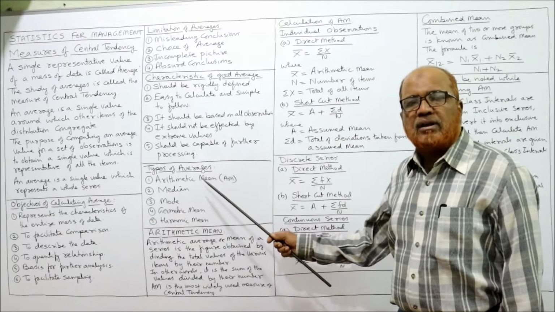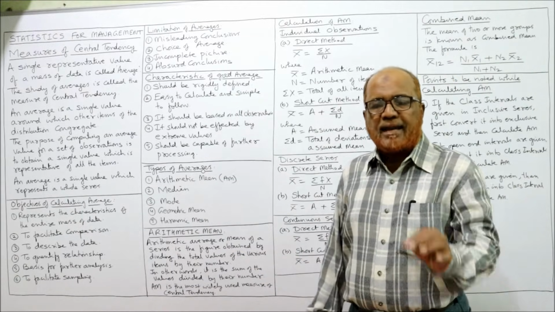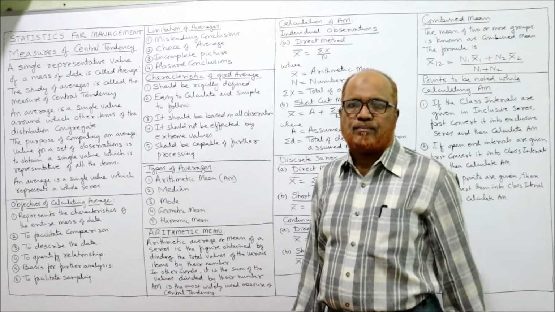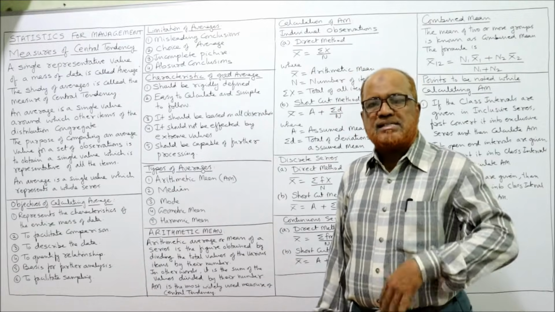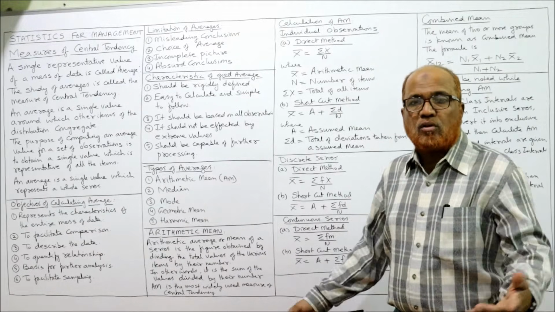Then first of all, one by one, we will study. First one is arithmetic mean. Arithmetic mean is the most widely used average. Normally, whenever we say average, it means arithmetic mean only, because it is more widely used.